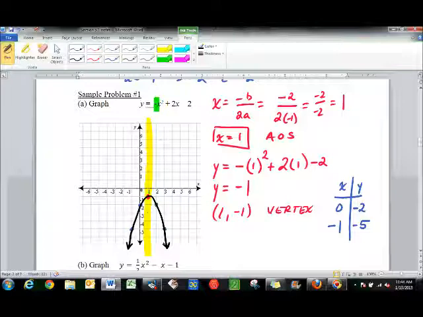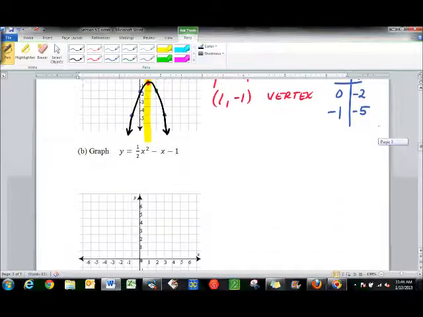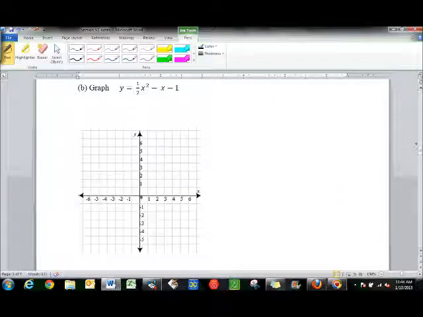Let's move into the second sample problem, where we can see that we run into something a little different with our A value. In this case, I'm going to identify these parts again. The A value is 1/2, and it's a positive 1/2. Right off the bat, before I even get involved in this, I should know that this is going to be opening up, and the 1/2 value is going to make it open maybe a little wider than your normal parabola. Our B value is a -1, and our C value is also a -1.